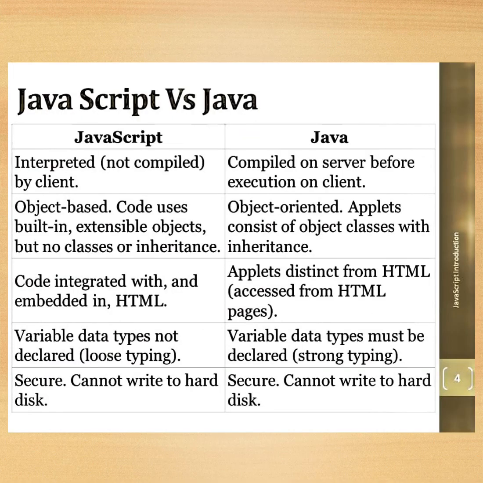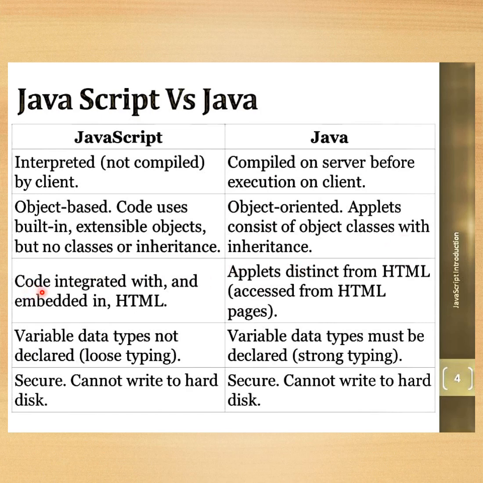So let us see the differences between JavaScript versus Java. In JavaScript, we have interpreted, not compiled by client. In Java, we have compiled on server before execution on client. Whereas in JavaScript, it is object-based. Code uses built-in extensible objects but no classes or inheritance. In Java, we have object-oriented. Applets consist of object classes with inheritance.